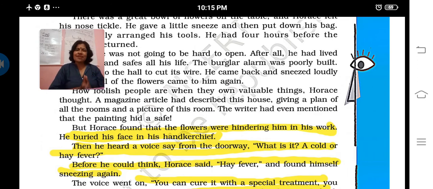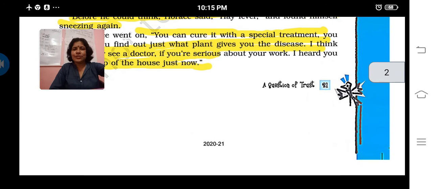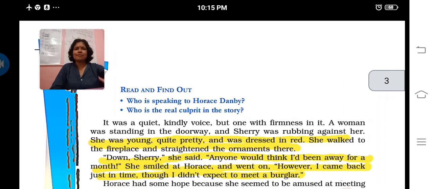So Horace was suffering from this kind of fever. And so the flowers were blocking, they were near his nose. There was a bouquet of flowers. So the flowers were tingling here and there near his nose and he started sneezing badly. And there was a voice behind him. "What is it, a cold or a hay fever?" Without thinking twice, Horace said, "Hay fever." And then the voice said, "You should have gone to the doctor, because I heard you from upstairs."